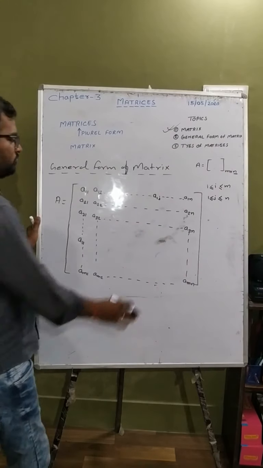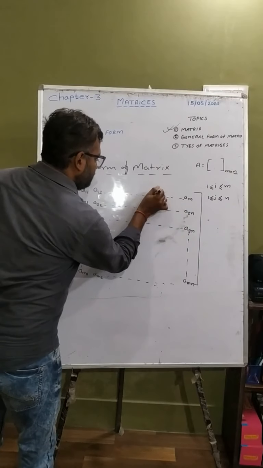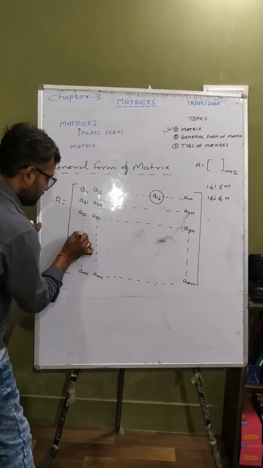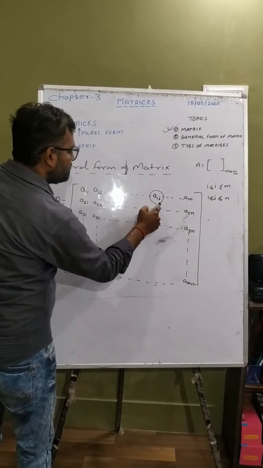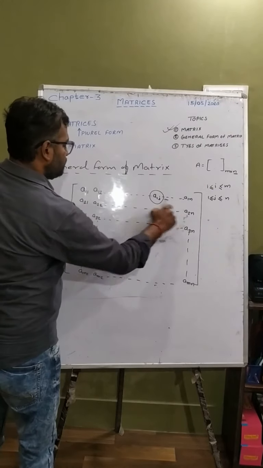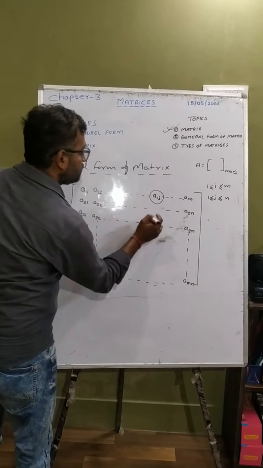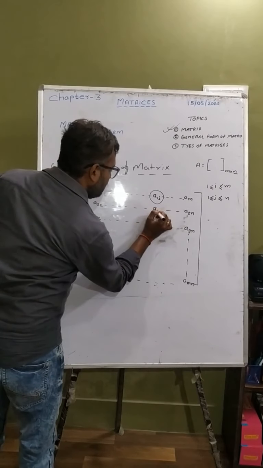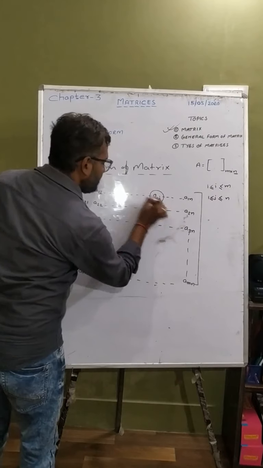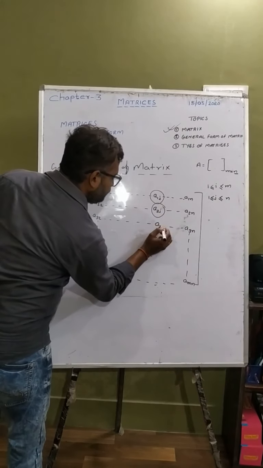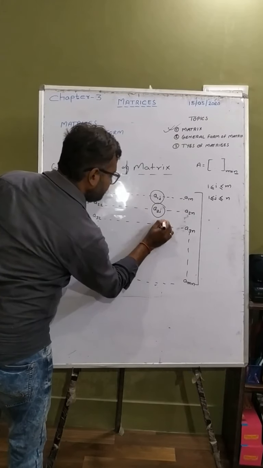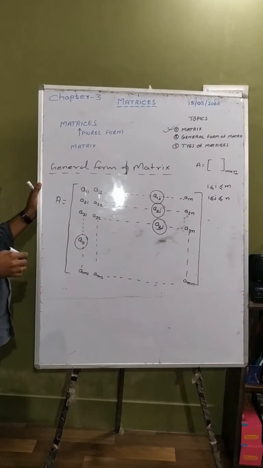Clear? Now if you write the value of the element at this place, which row is this? Second row. And which column? Jth column. Then can it be written A2J? Can it be written A3J? Any problem?